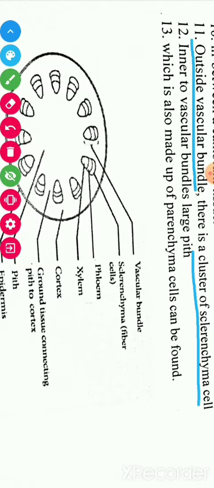Now, inner to the vascular bundles, what do you find? There's a large pith inner to the vascular bundles. Now outside the vascular bundles, we saw that there is a cluster of sclerenchyma cells. Now inner to the vascular bundles, there's a large pith, which is also made up of parenchyma cells. Remember that it's also made up of parenchyma cells.